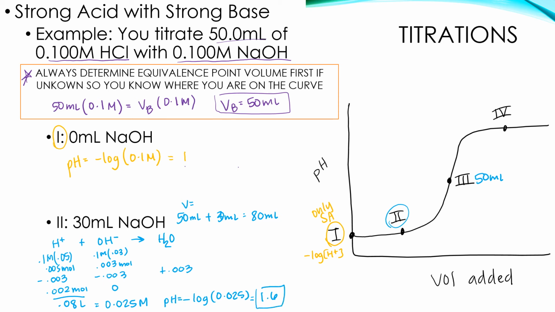So in region 2, we take the concentration of the excess hydrogen. So I always expect my pH in region 2 for this type of titration to increase because I've used up some of the hydrogen.